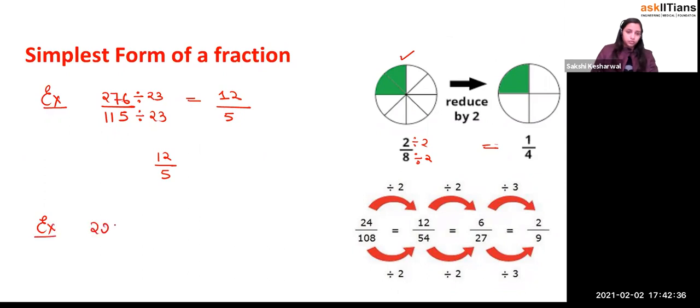I'll give you one more example for this, like 205 divided by 287. Just check what 205 is divisible by. It's divisible by what?